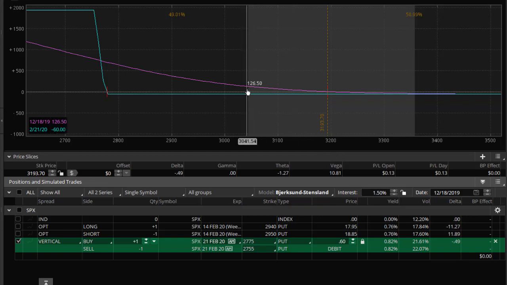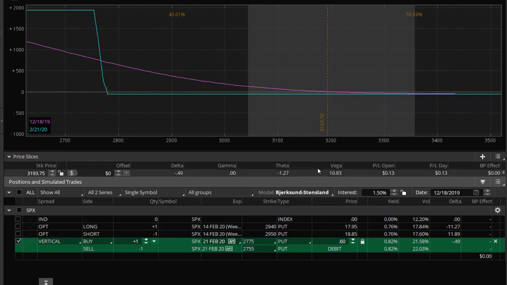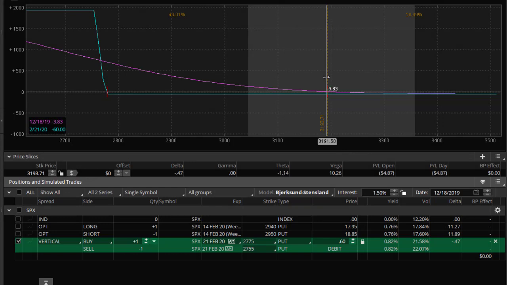If the market sells off, volatility is going to increase, and this purple line is going to go up. So you're going to make more money faster than what we're seeing right now. That's another built-in bonus: you're adding positive Vega, meaning if volatility increases, you're going to make money. So right now, let's forget about Vega.